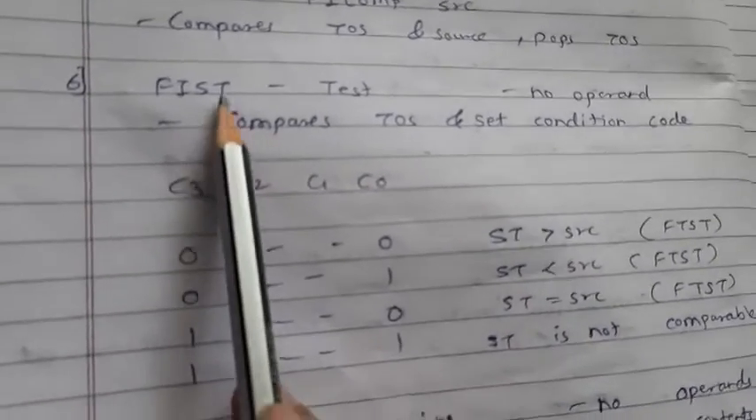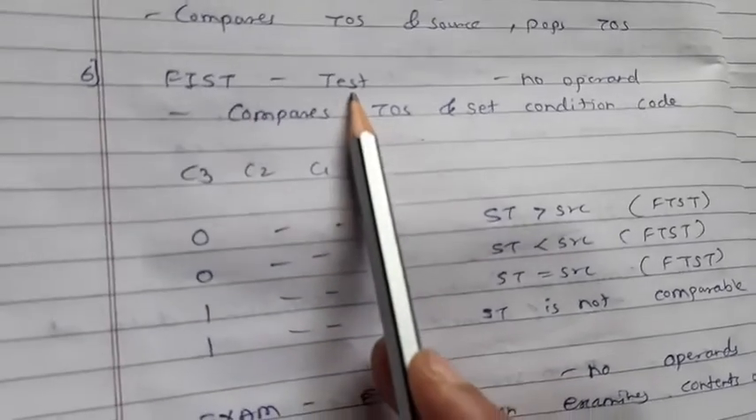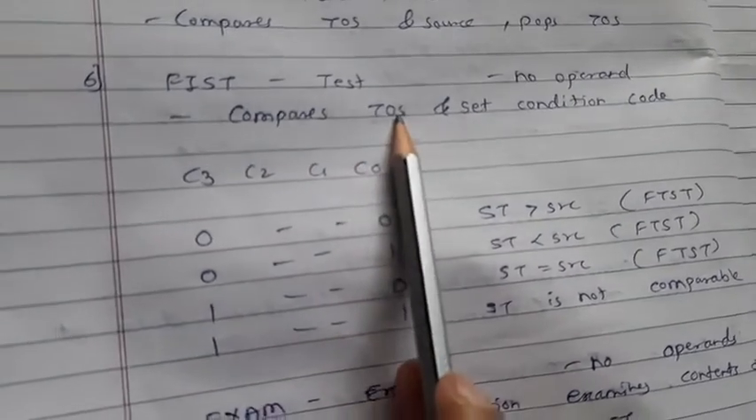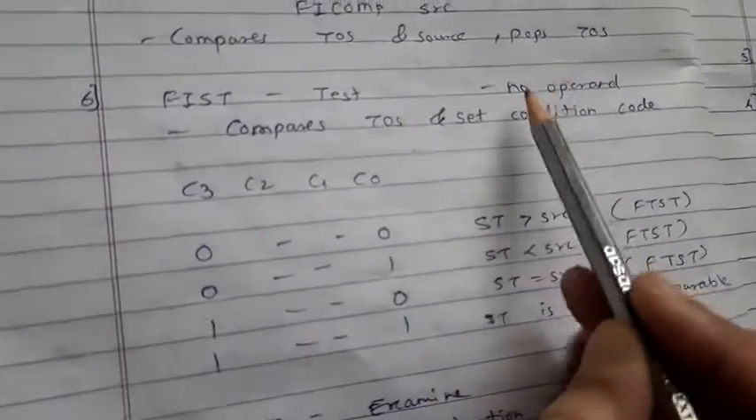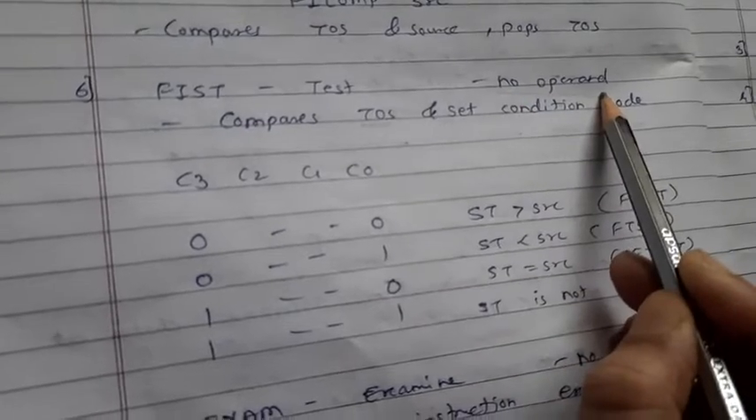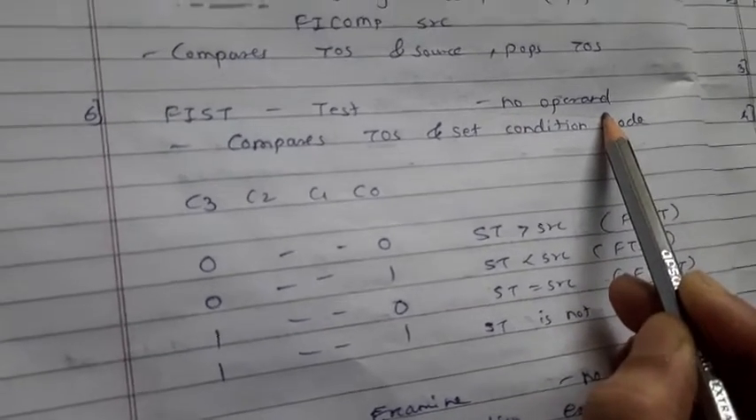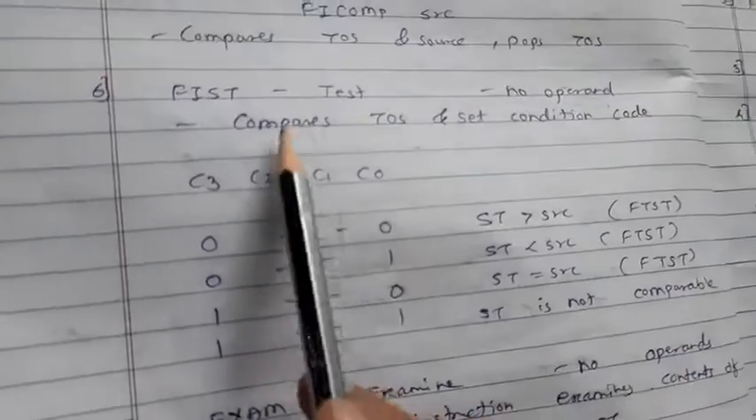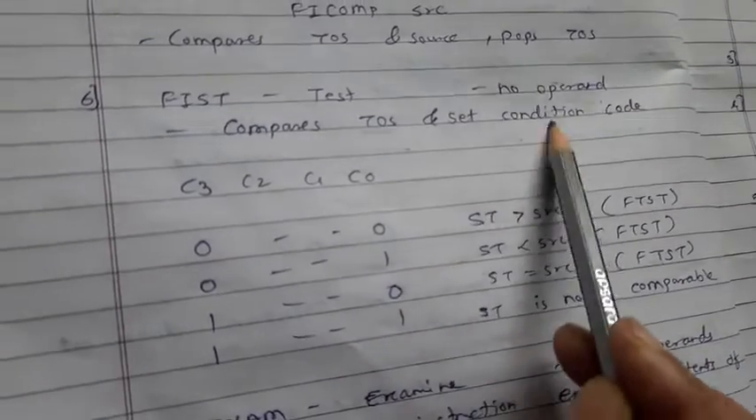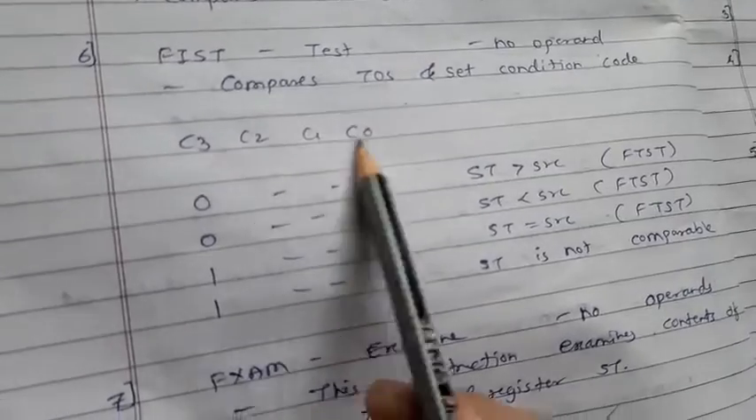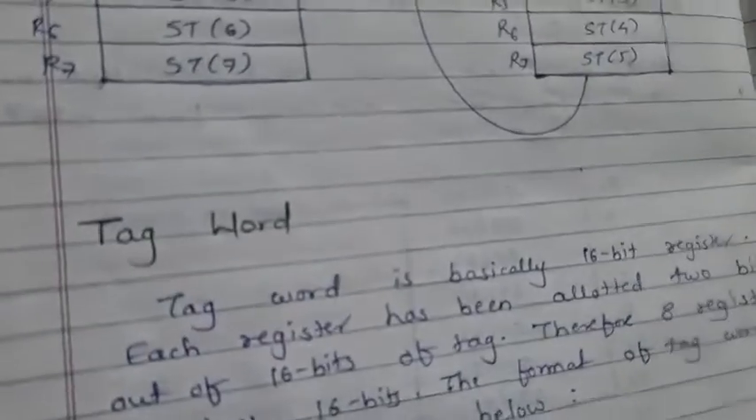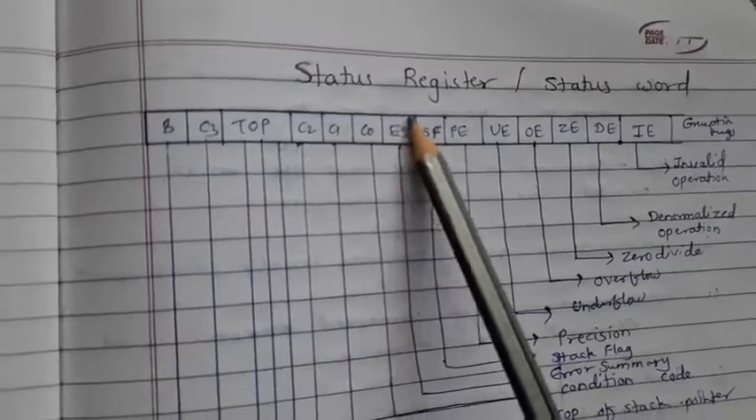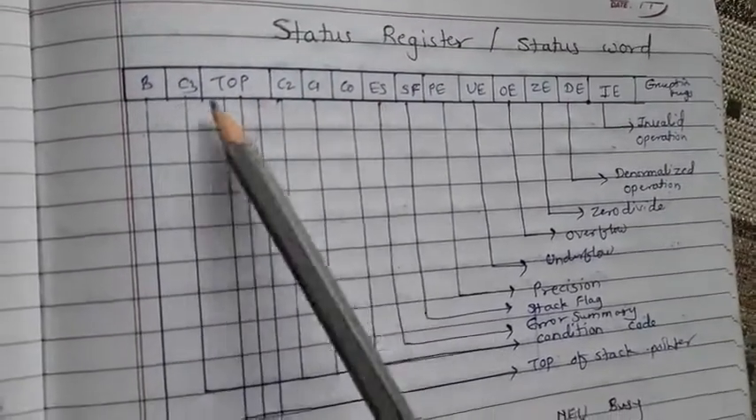Next instruction is ftst, that is the test instruction. It compares the top of stack with zero and sets the condition codes accordingly. The ftst instruction comes with a syntax that has no operand. So without an operand this instruction is there. Now it will set the condition codes accordingly. We know that four condition codes are there. We have already seen the condition codes in the status register. We have C0, C1, C2 and C3. Four condition codes are there.